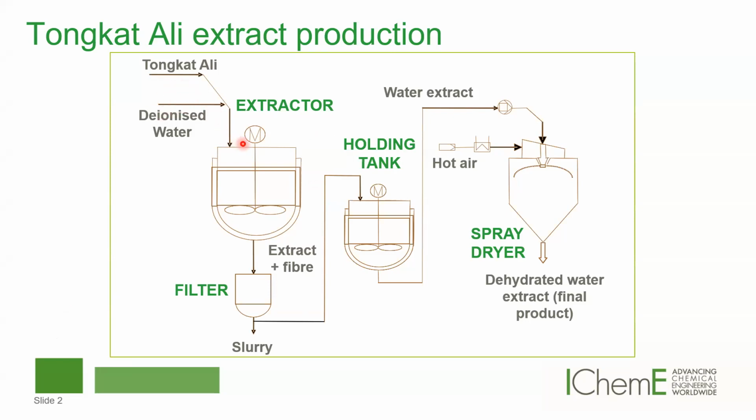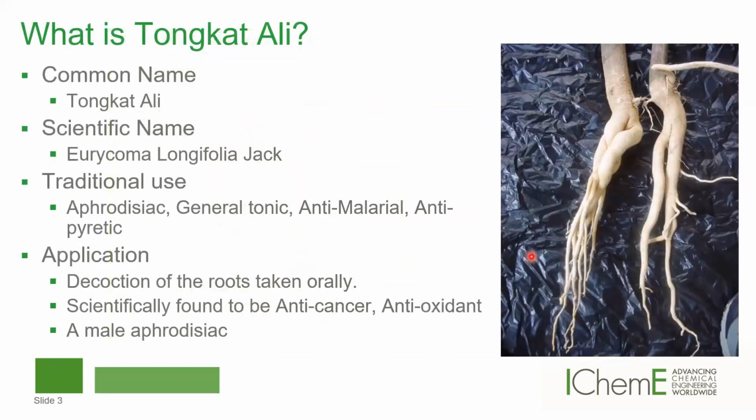First, the Tongkat Ali is placed inside the extractor with the deionized water, and then after that, the extract plus fiber will be filtered. Then the liquid portion will be sent to the holding tank and then to the spray dryer. Here the water is removed and we get a dehydrated extract, the water extract or final product. So that's the process for Tongkat Ali production.